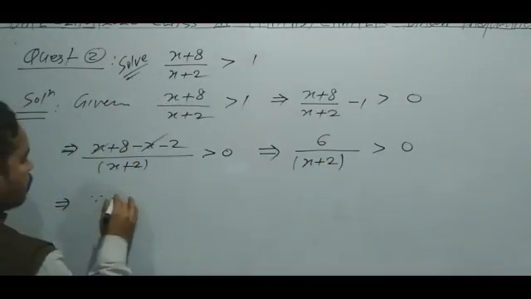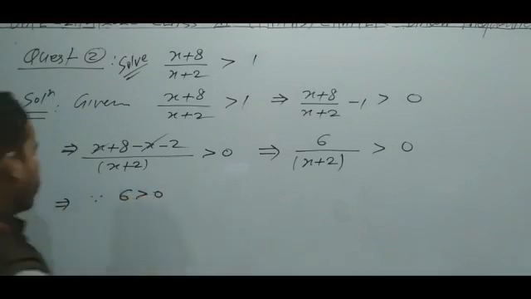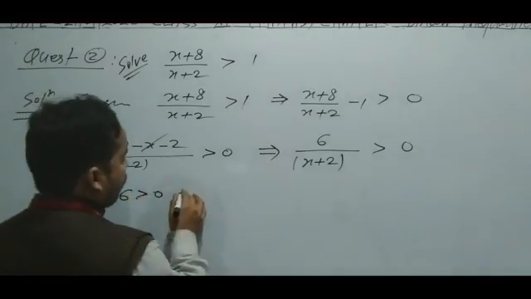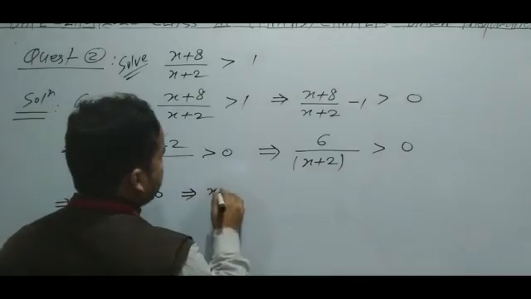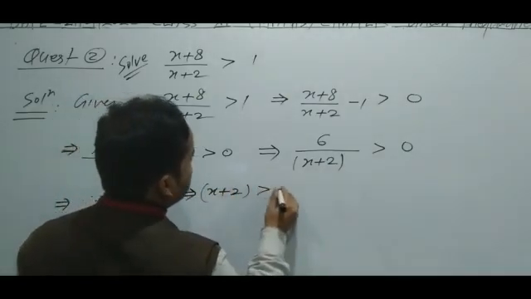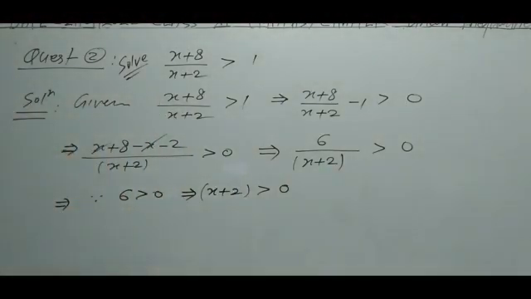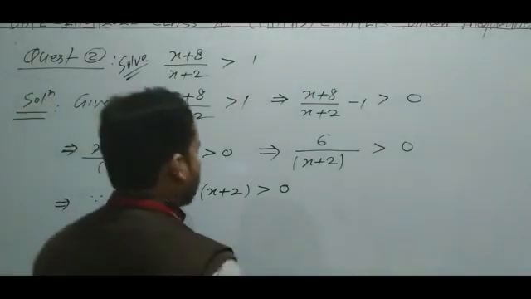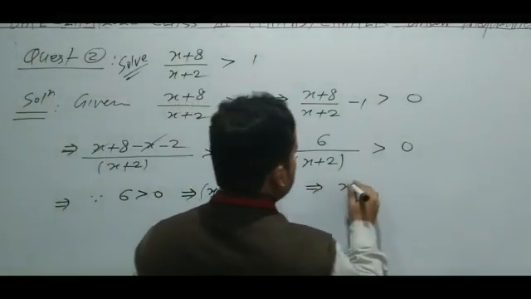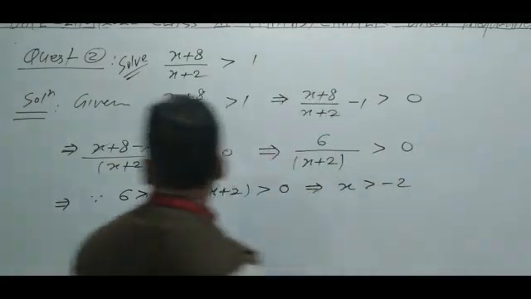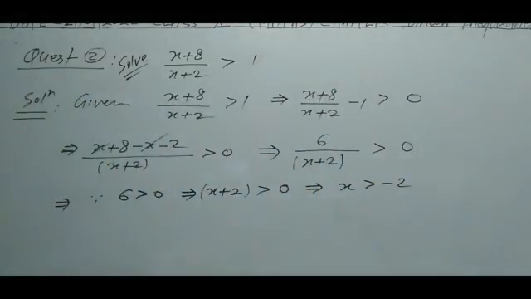So since 6 is greater than 0, therefore we can write x plus 2 is greater than 0, and this will not be equal to 0 because in a fraction the denominator value can never be equal to 0. So we can write x is greater than minus 2. So x is greater than minus 2, on the number line, what can we write?